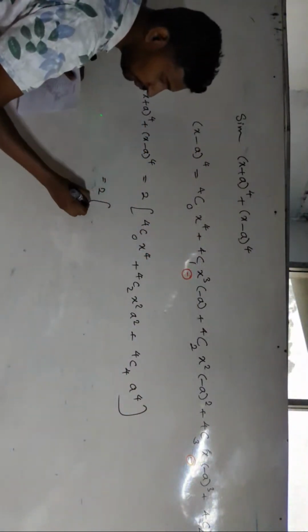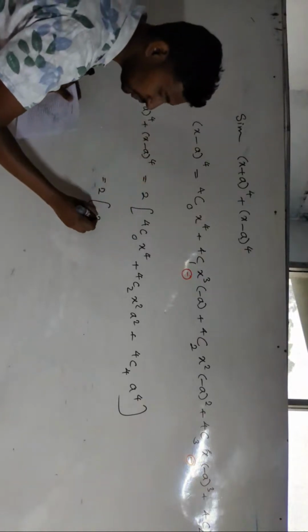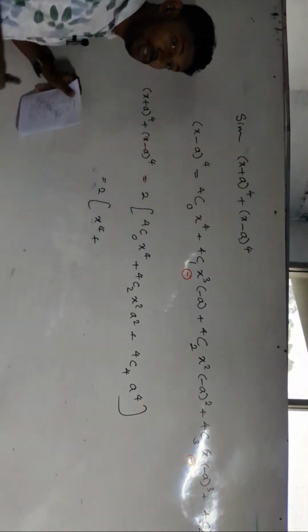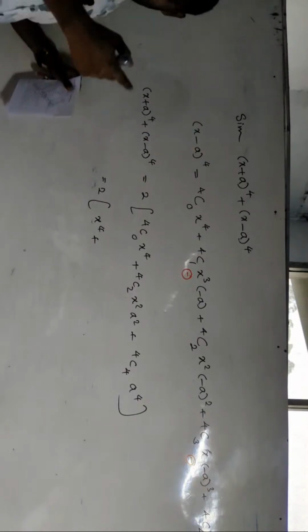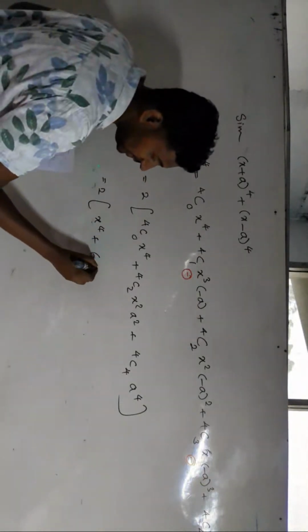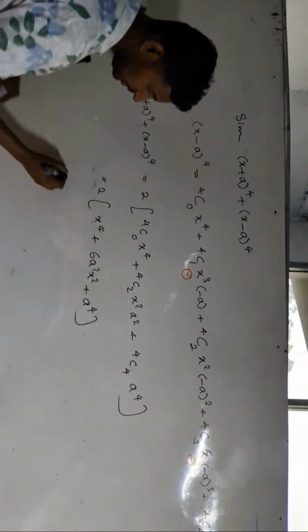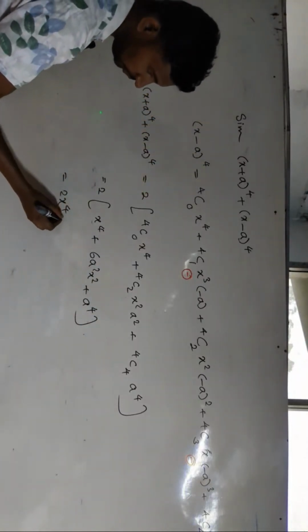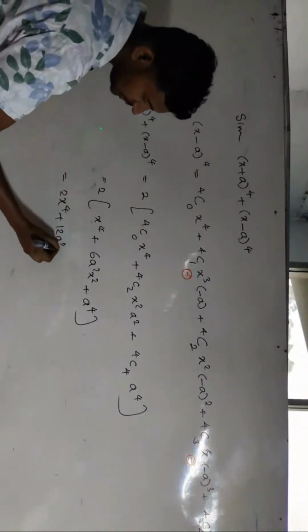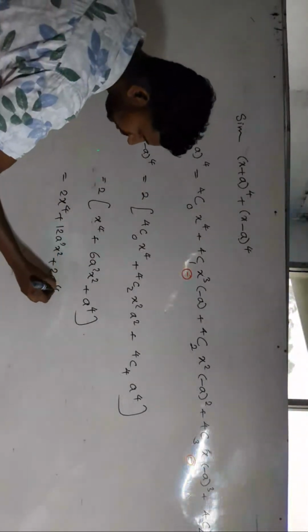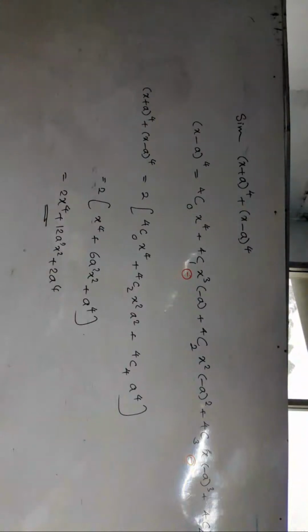So 2 into 4c0 means just 1 x to the power 4. 4c2 means 4 into 3, 12, 12 by 2, 6. So that means 6 a squared x squared. And here again a to the power of 4. So the answer is 2x to the power of 4, 12 a squared x squared, 2 into a to the power of 4. So just like that we can get the answer.